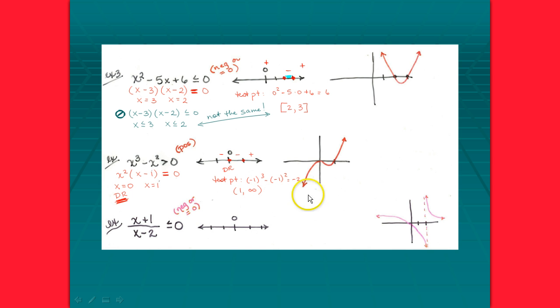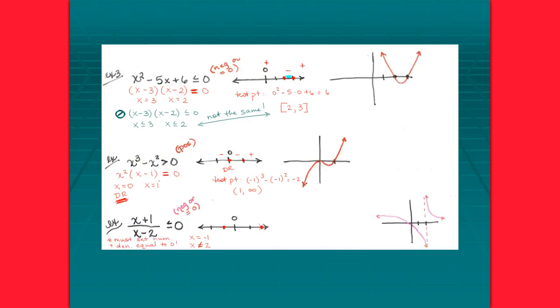And sure enough, if we throw that into our calculator and we look at the graph, if we're only interested in where this is greater than 0, then yes, that is only the piece where x is greater than 1 and going to infinity. All right, last one that they give us here is a rational inequality.